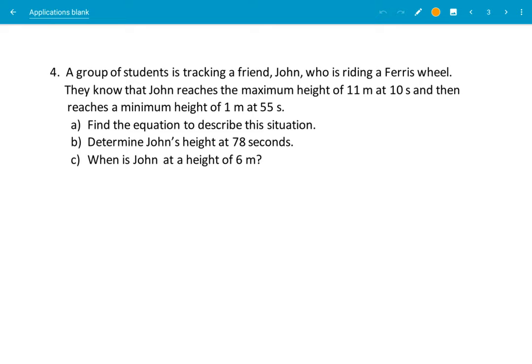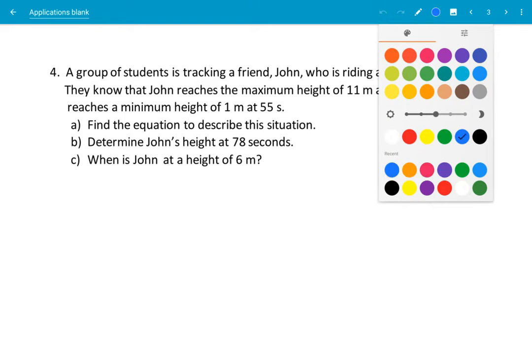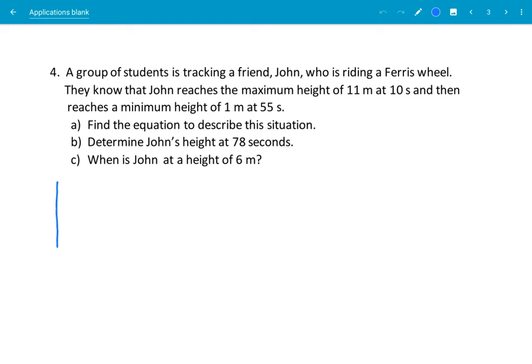So a group of students is tracking a friend, John, who is riding a Ferris wheel. They know that John reaches the maximum height of 11 meters at 10 seconds and reaches the minimum height of 1 meter at 55 seconds. Okay, so we've got a ton of information right there. So let's just do that.